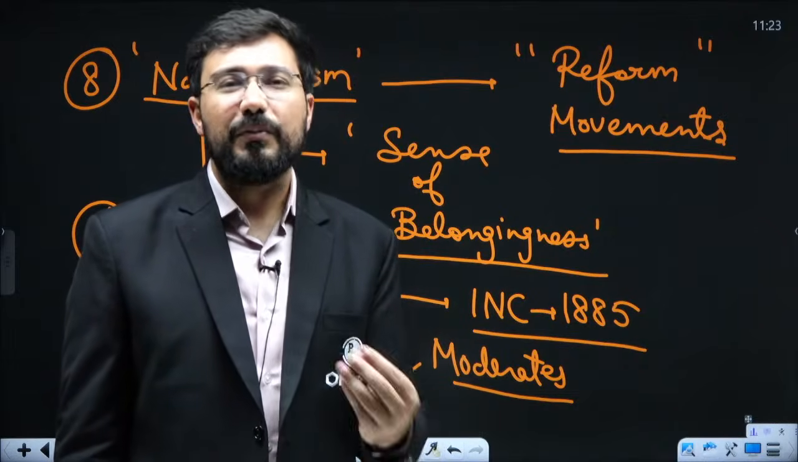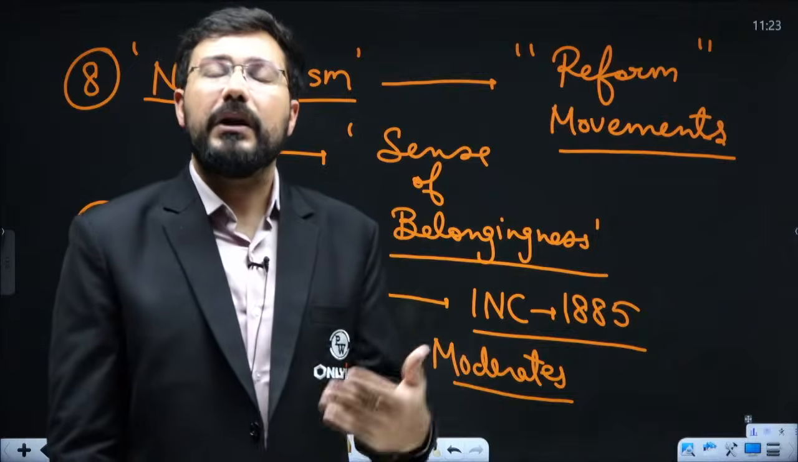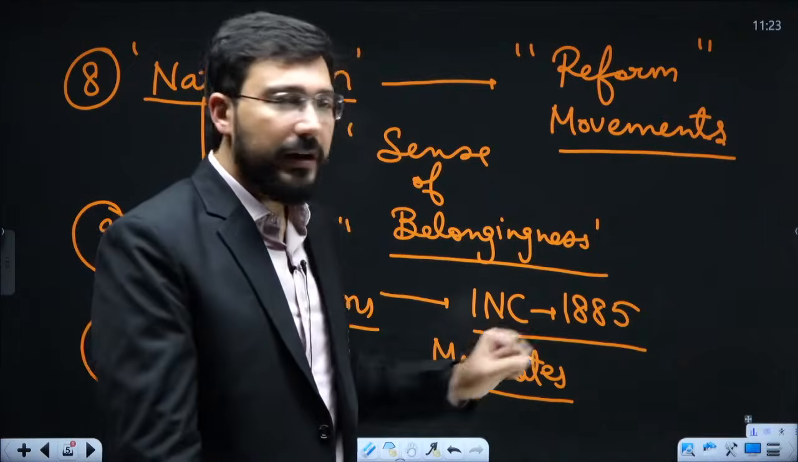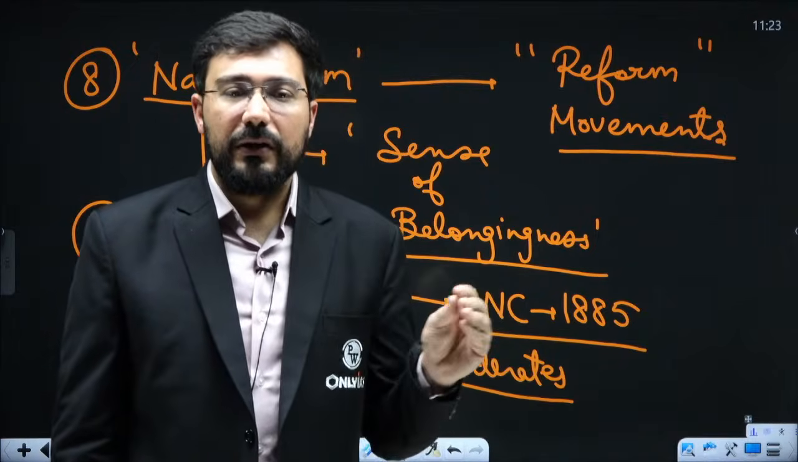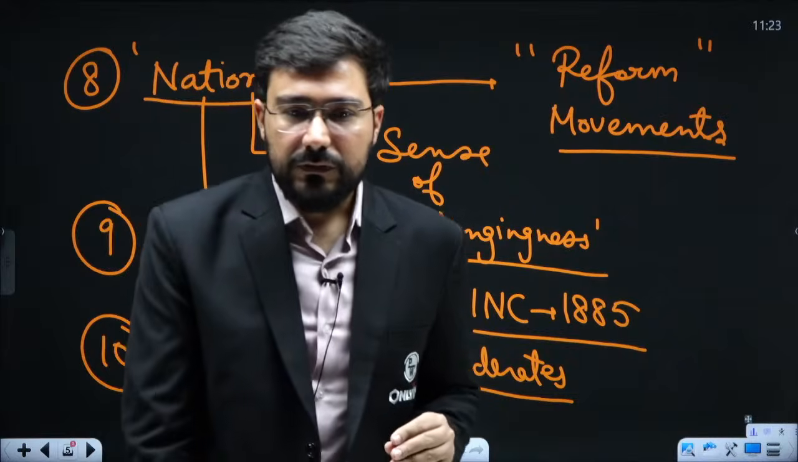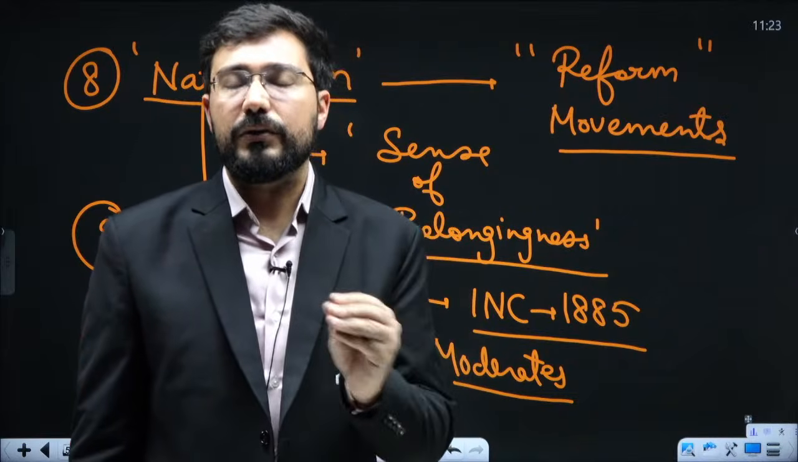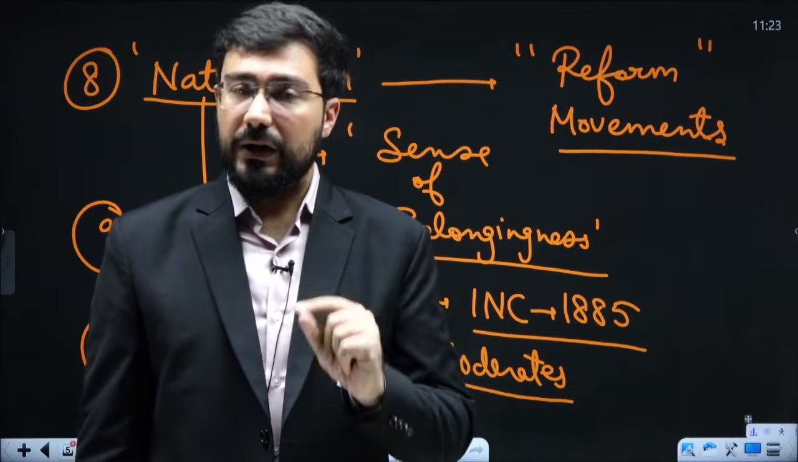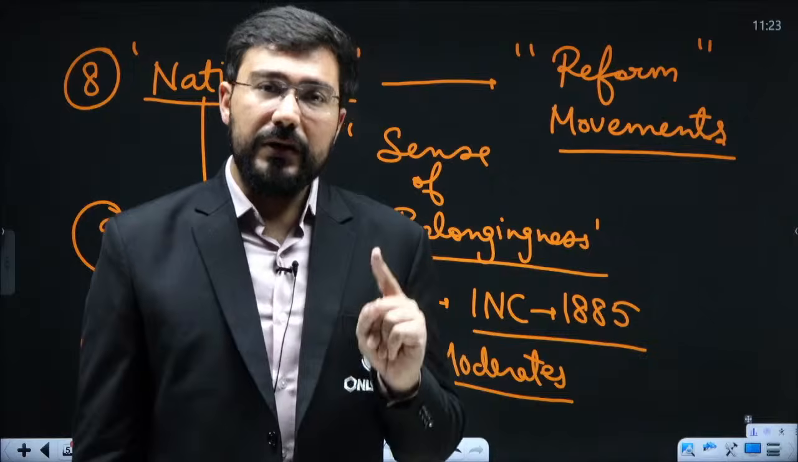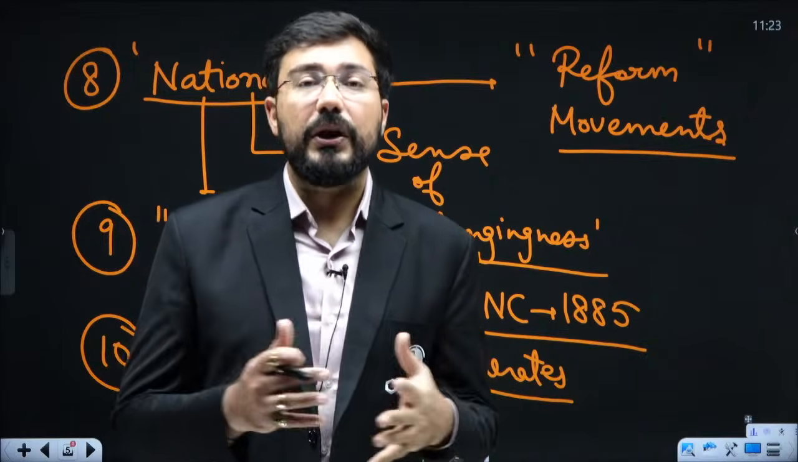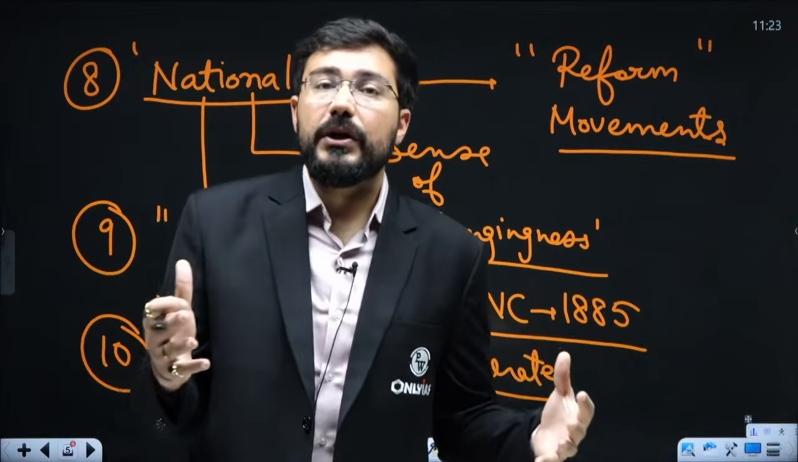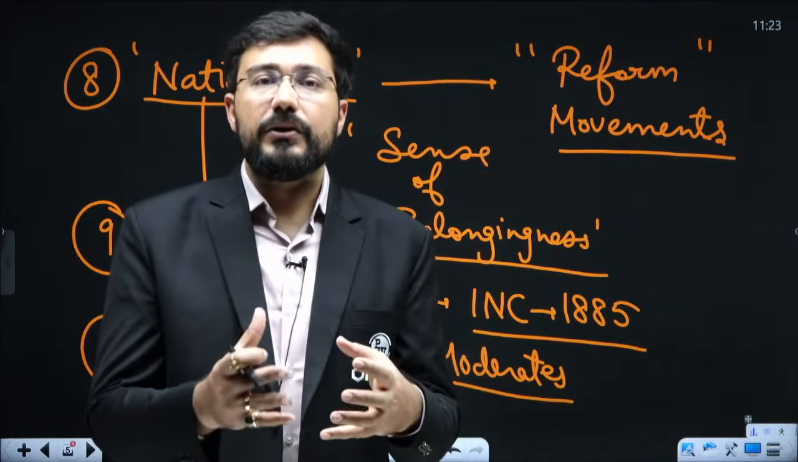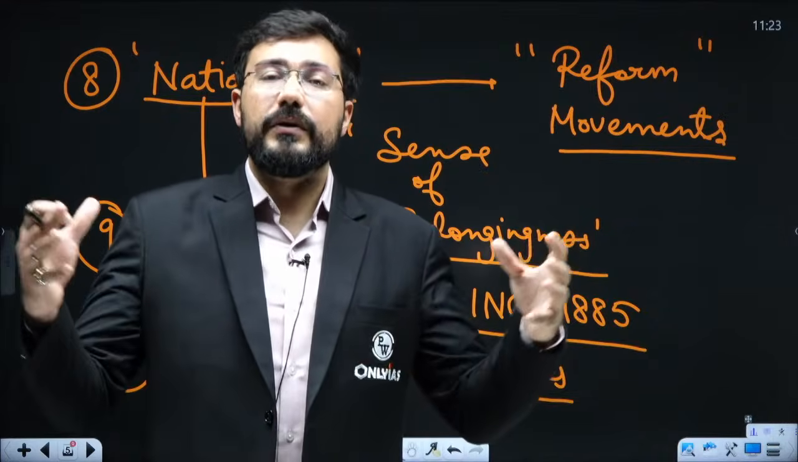So prayer, petition, press, these were the methods which were used by these moderates. But the British did not listen too much to them, and eventually in 1905, Bengal was partitioned by Lord Curzon. Once Bengal was partitioned, it changed India. Why? Because the national consciousness increased all of a sudden.